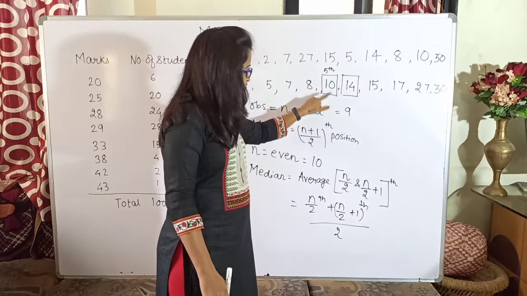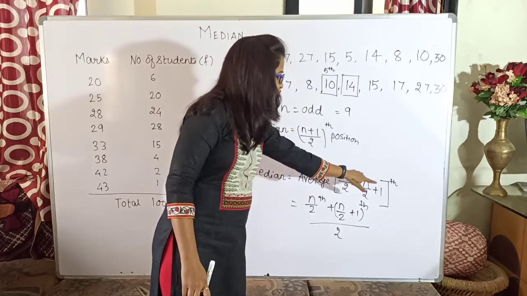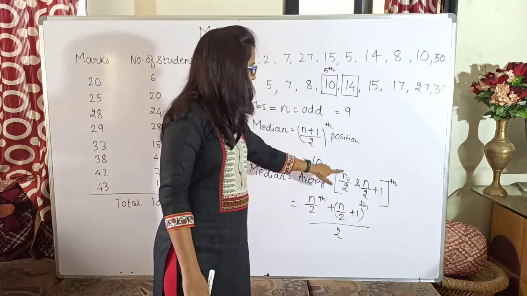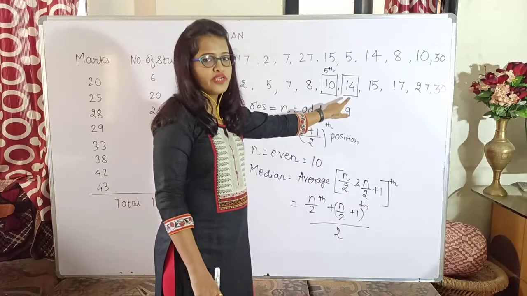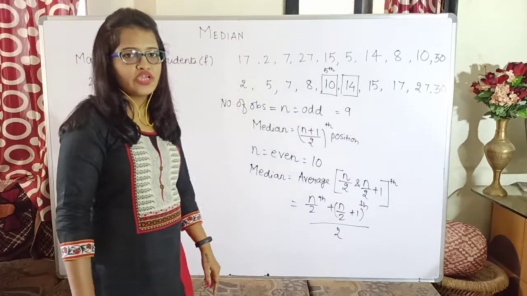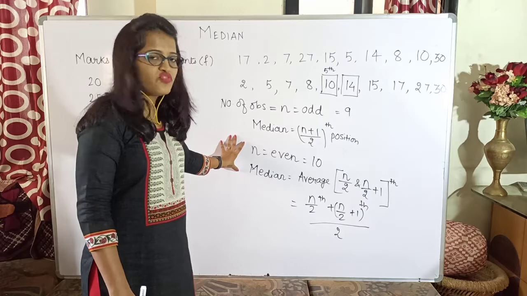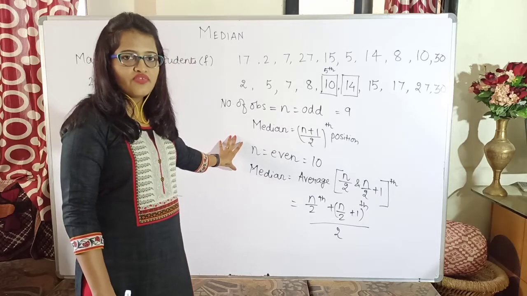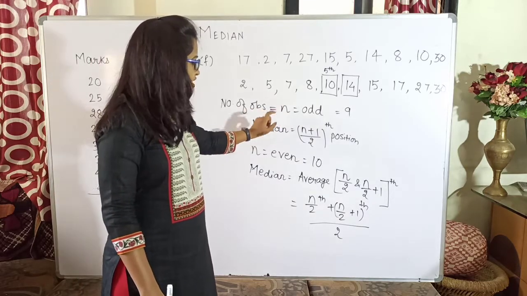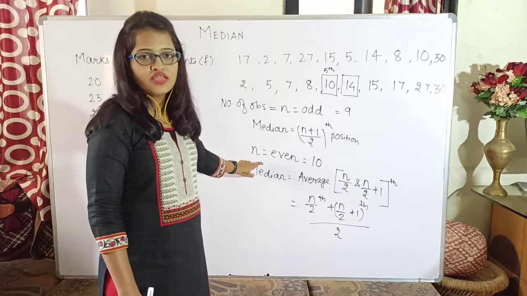N by 2, so fifth, n by 2 plus 1, that is 6. And hence their average is 10 plus 14, 24 by 2, that is 12. Okay, so these are the two formulas for finding the median when the number of observations are odd and when the number of observations are even.